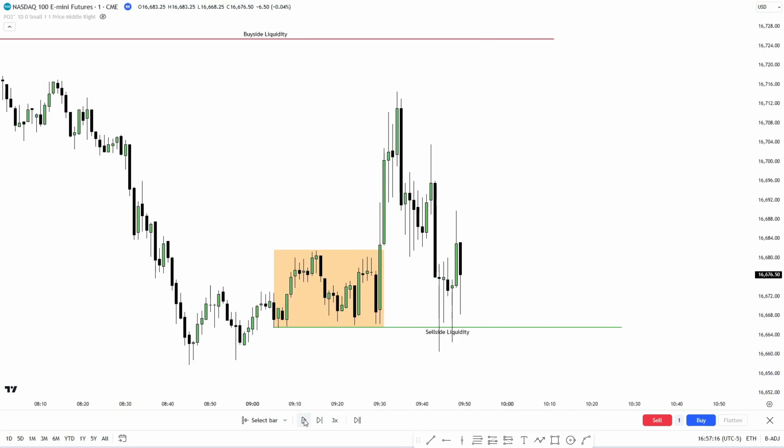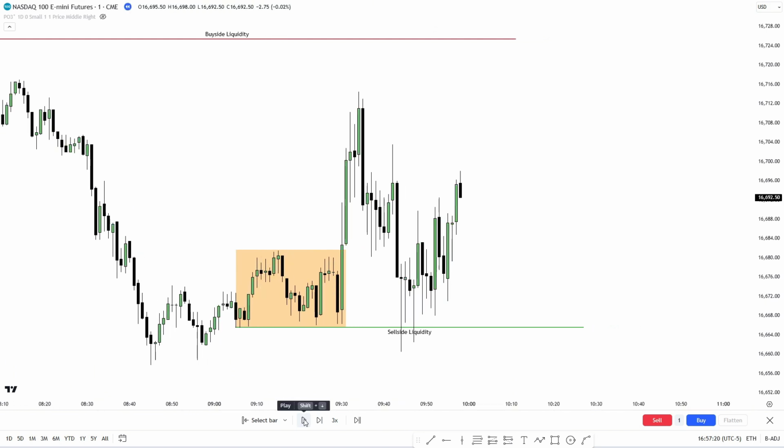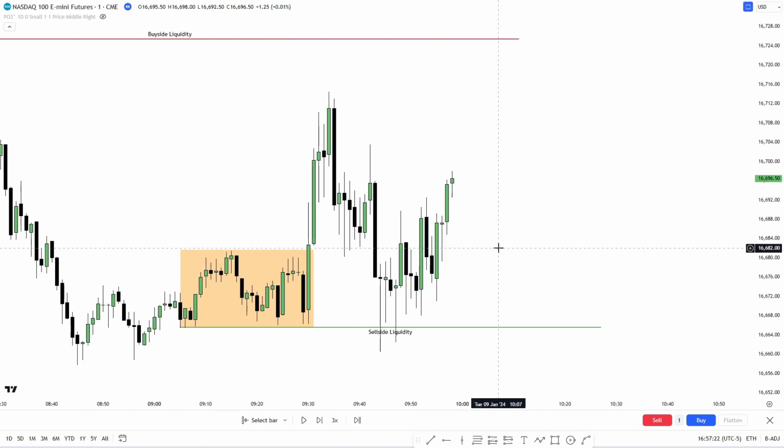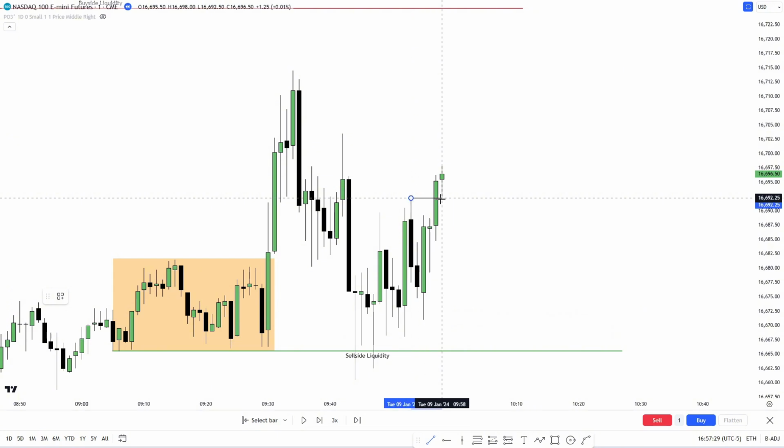So now let's see if that happens. Okay, no displacement yet. Let's wait patiently. Nothing yet. Okay, here we get displacement. See how energetic that was? And we also get a fair value gap. This would be our market structure shift right above this swing high right there. We closed above it. This one we did not close above it.